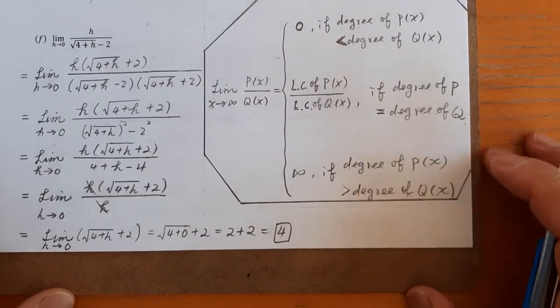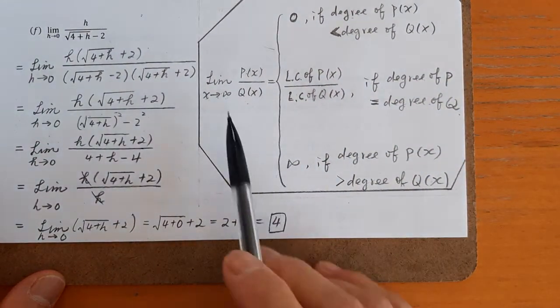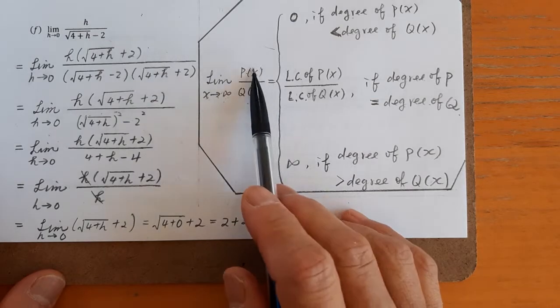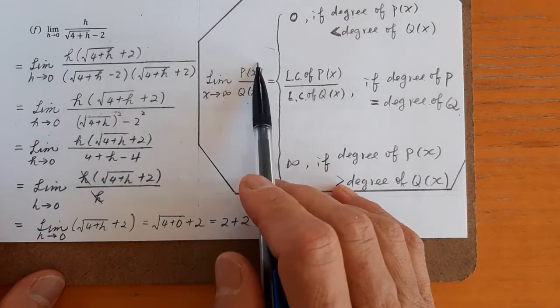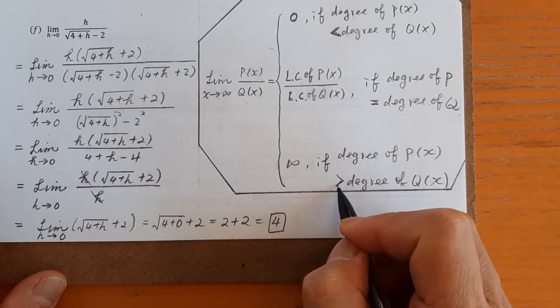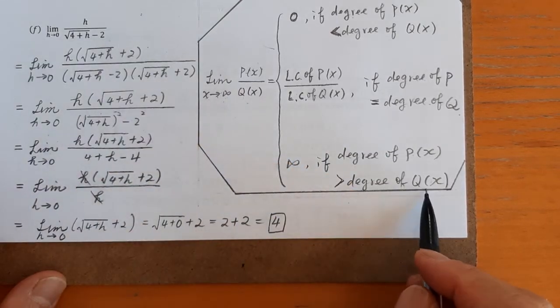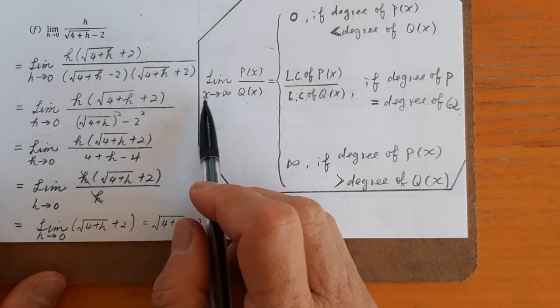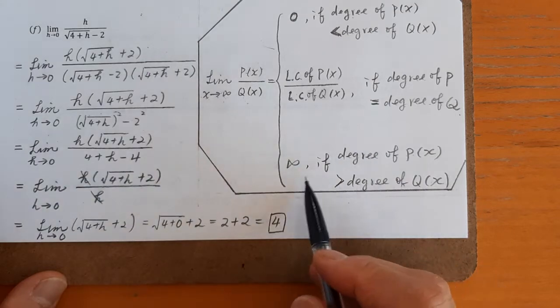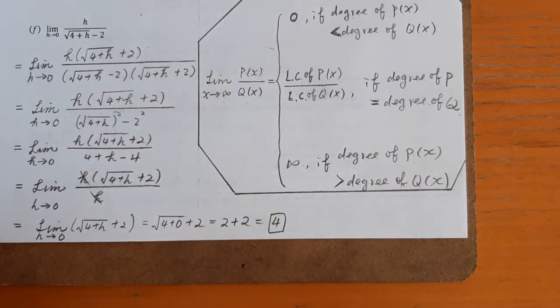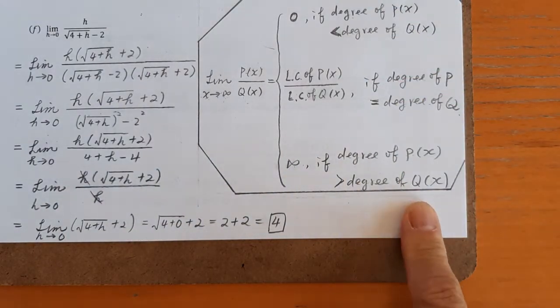So from here, you can get the conclusion. If the degree of the numerator is greater than the degree of the denominator, when x approaches infinite, the answer is infinite. So the three cases.